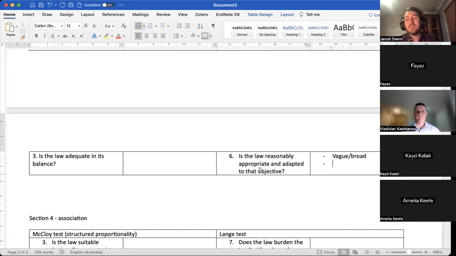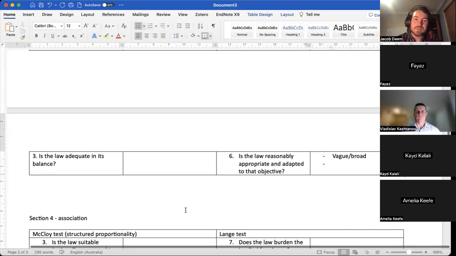I can see a scenario where it actually goes the other way and strengthens the argument to say that it is reasonably appropriate and adapted. Maybe it wouldn't get up, but I can see it kind of cutting that way, which is really interesting.